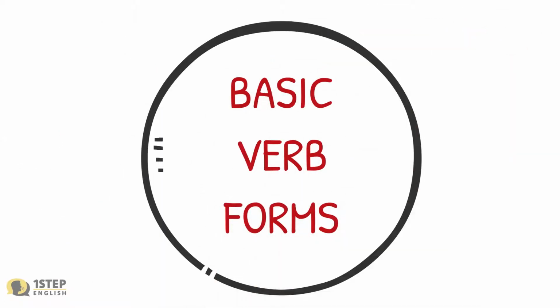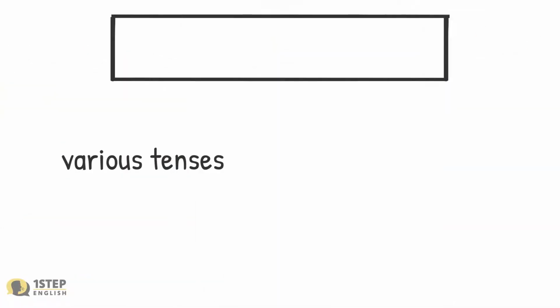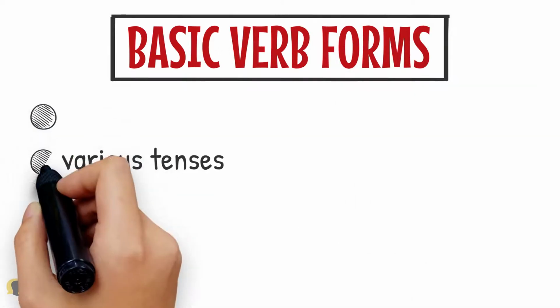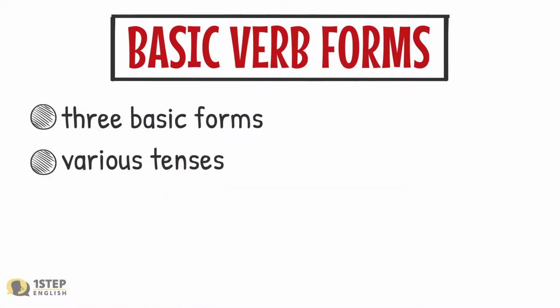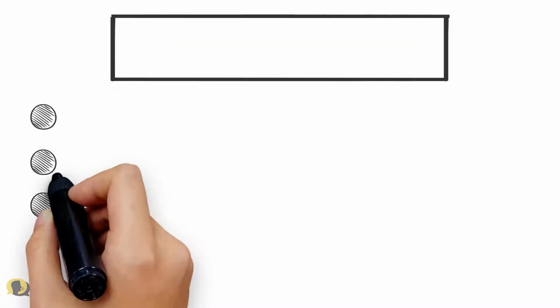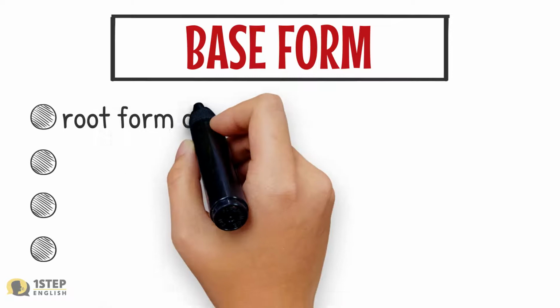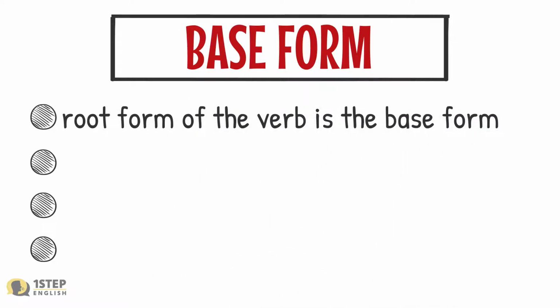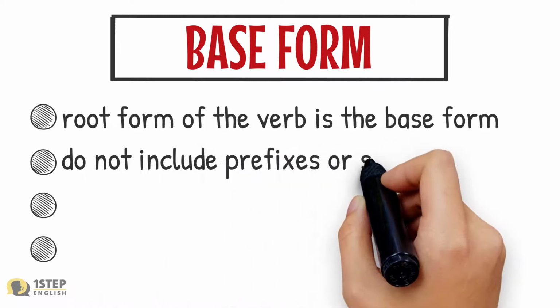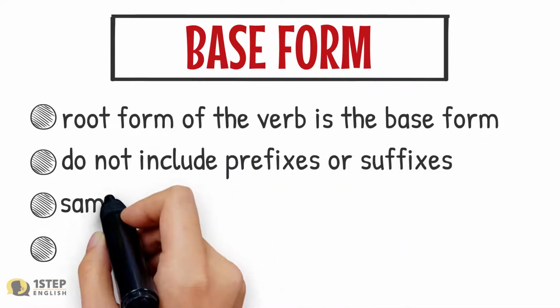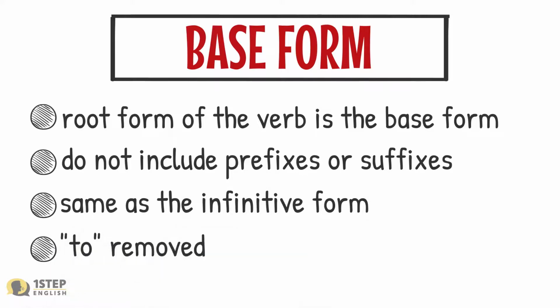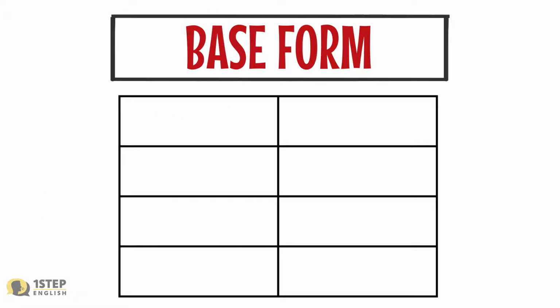Basic verb forms. Now, we are going to talk about the basic verb forms. English verbs have 3 basic forms from which the various tenses are fashioned. The first basic form of the verb is the base form. In English grammar, the root form of the verb is the base form of the word. Roots have not been conjugated and do not include prefixes or suffixes. The root form of the verb is the same as the infinitive form, with to removed. For example, to see becomes see.